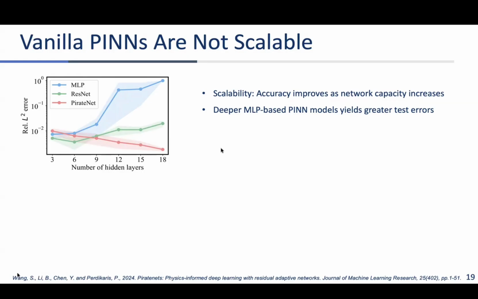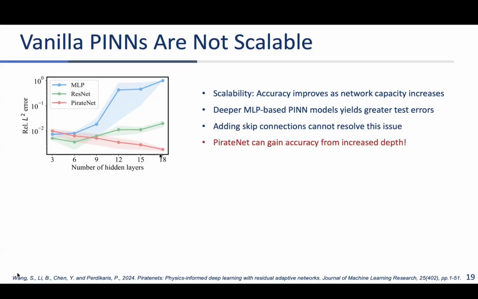That's a fair point. So we employ ResNet as our backbone and run the same experiment under the same hyperparameter setting. You see the results are shown in this green curve. The slope is definitely reduced, but we still get increased error, which means adding skip connections can't resolve the issue. But in contrast, if we employ this architecture called PirateNet, the results in the blue curve, we can get increased accuracy by increasing the number of hidden layers.